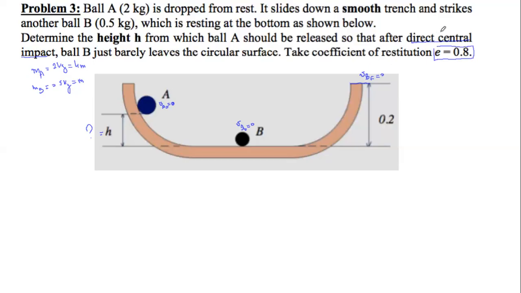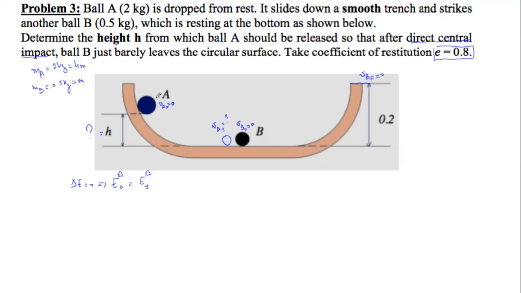In order to solve this problem, you have to be sequential, step by step. First, let's find the velocity of A just before collision. So I will call that VA1. In order to get VA1, it's easy. There is no friction. Ball A is at height h. So I use conservation of mechanical energy. Delta E is 0, meaning mechanical energy at 0 is equal to mechanical energy at 1 for A.